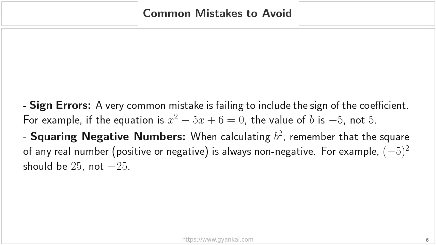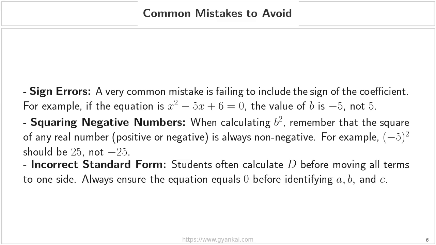Second, be very careful when squaring negative numbers. When you are calculating b squared in our formula, remember that the square of any real number, whether it is positive or negative, is always non-negative. A common slip-up is to say that negative 5 squared is negative 25, but that is incorrect. Negative 5 squared is actually positive 25. Always ensure your b squared term is positive before you proceed to the subtraction step.